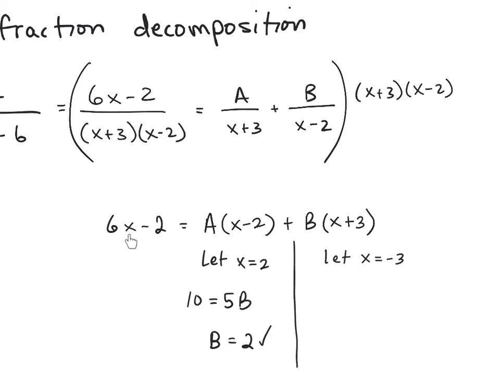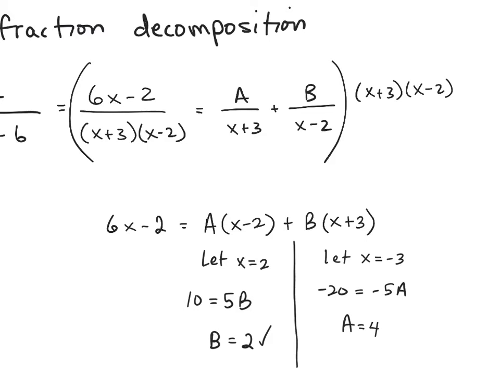But this means that all three x values are going to take on that value of negative 3. So 6 times negative 3 is negative 18, minus 2 is negative 20. And then negative 3 minus 2 is negative 5 times a is negative 5a. And then negative 3 plus 3 is 0. 0 times b is 0. So b does not appear in this equation. Divide both sides by negative 5, and we get a is equal to 4.